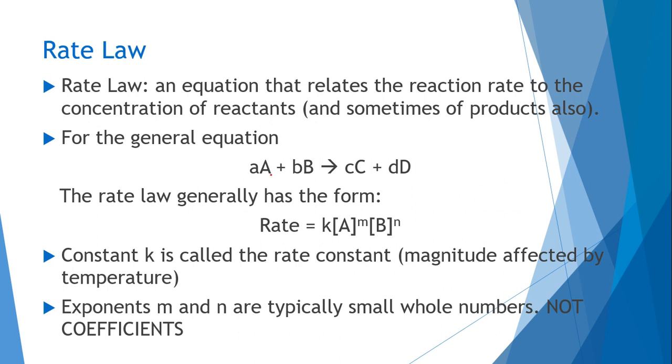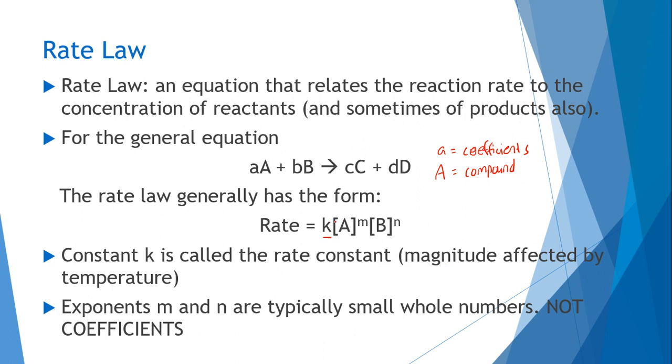So for the general equation, lowercase a, b, etc., remember that lowercase letters are going to be your coefficients, just like yesterday. And capital letters, this is going to be your compound that you're working with. Generally, a rate law takes the following form. Rate equals k, and k actually is called a rate constant, and we're going to learn how to calculate that in tomorrow's lesson. The rate constant is usually affected by temperature, which is another thing that affects speed.